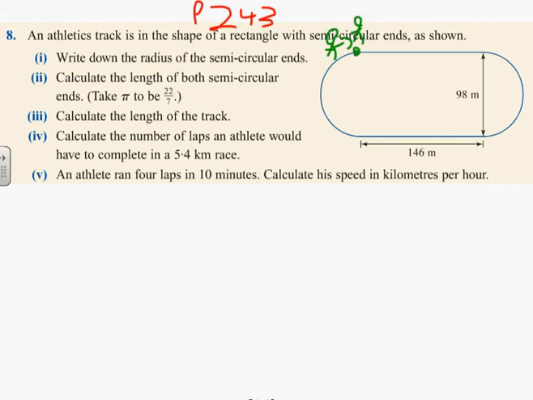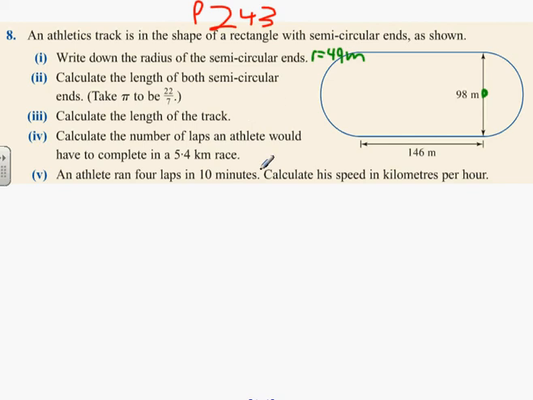Now, what we're asked first is find the radius of the semicircular end. It says 98 meters from here to here. So what's the radius? The radius is half of 98, which is 49 meters.